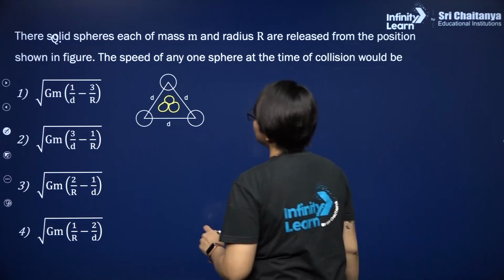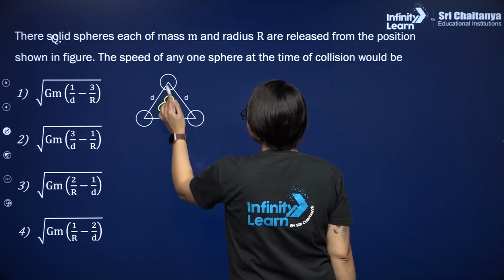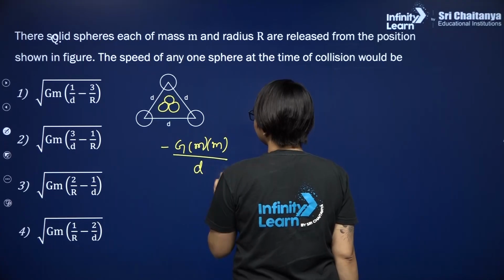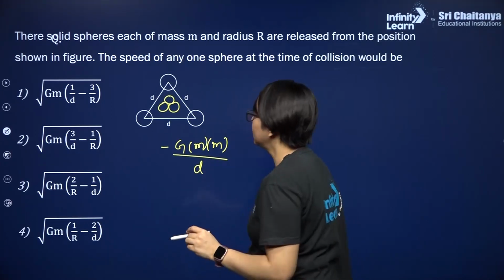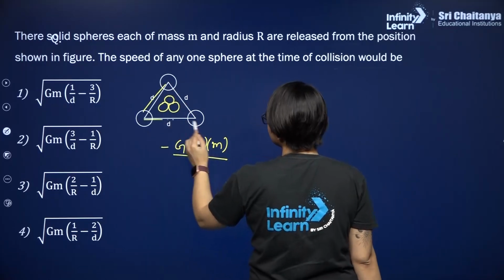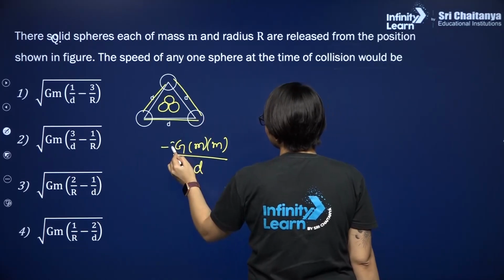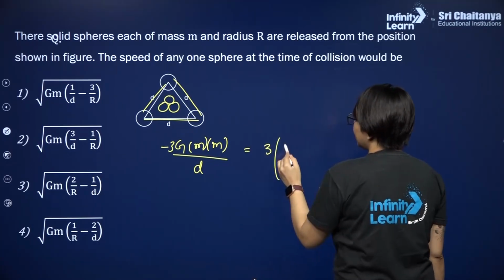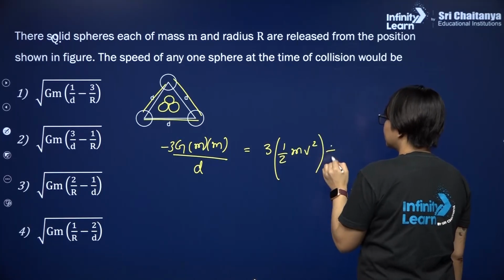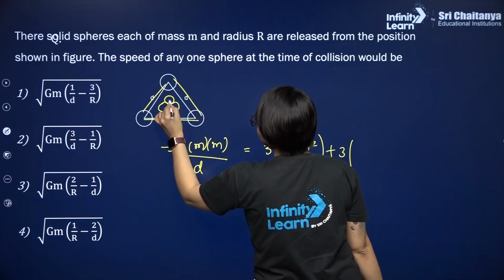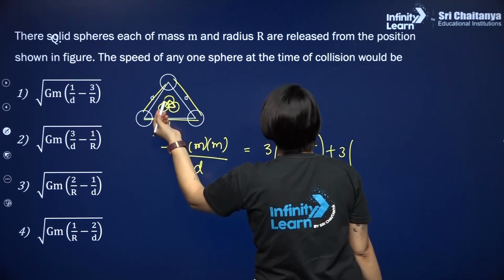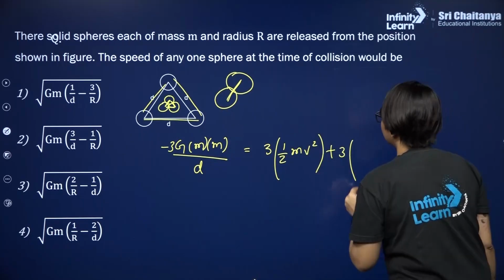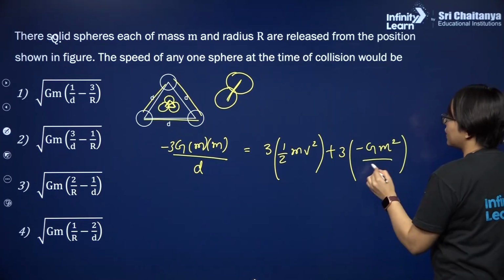So the initial potential energy of the system is what? For this pair it is minus G m m divided by d, minus G m square divided by d. For this pair it will be the same, and for this it will be the same. So it will be minus 3 times G m square divided by d, and that is equal to 3 times the kinetic energy of each sphere plus 3 times the final potential energy. Now the separation between the centers will be 2r, so over here it is minus G m square divided by 2r.